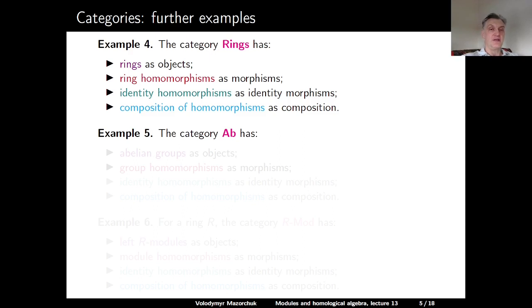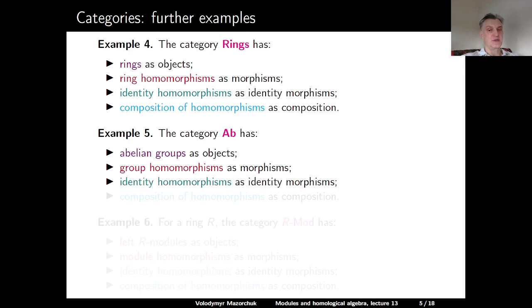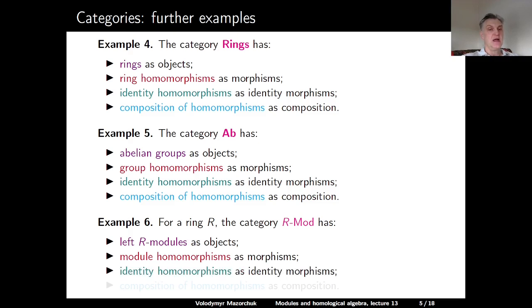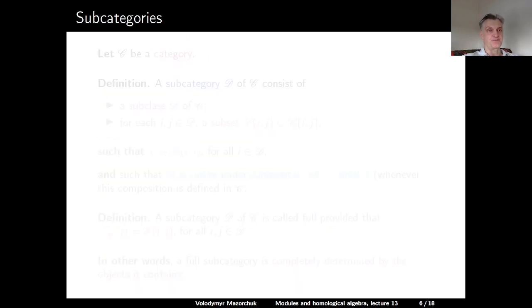Example 5, we have the very important category Ab, the category of abelian groups, which has abelian groups as objects, and then group homomorphisms as morphisms, identity homomorphisms as identity morphisms, and composition of homomorphisms as composition of morphisms. And our last example is the category of all modules over some ring R. So this category has left modules over R as objects, module homomorphisms as morphisms, identity homomorphisms as the identity morphisms, and composition of homomorphisms as composition of morphisms.